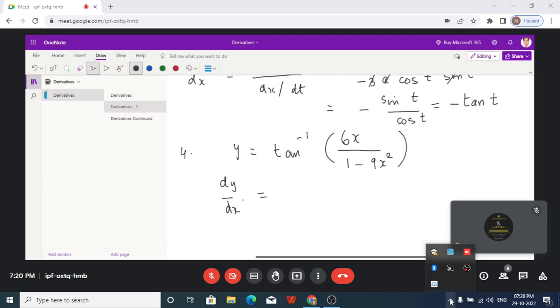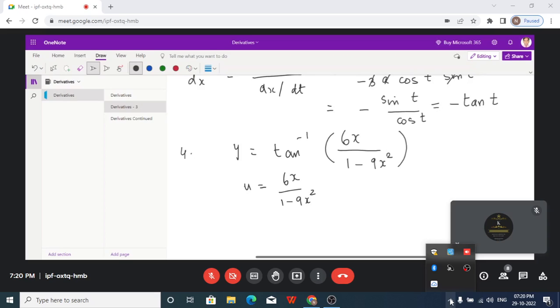Okay, this is how. Sir, dy by dx is equal to 6 into 1 plus 9x square divided by 1 plus 63x power 4. Okay okay. dy by dx is equal to 6 plus 54 divided by 1 minus 27, 1 plus 27x square, sir.